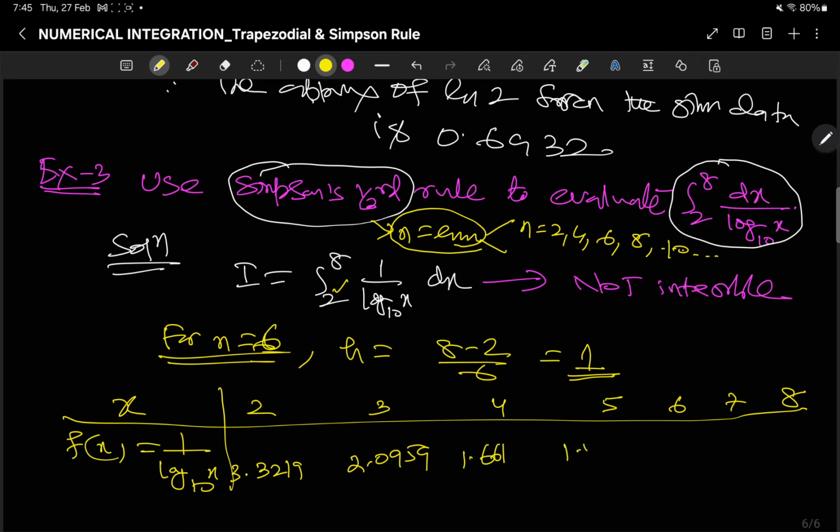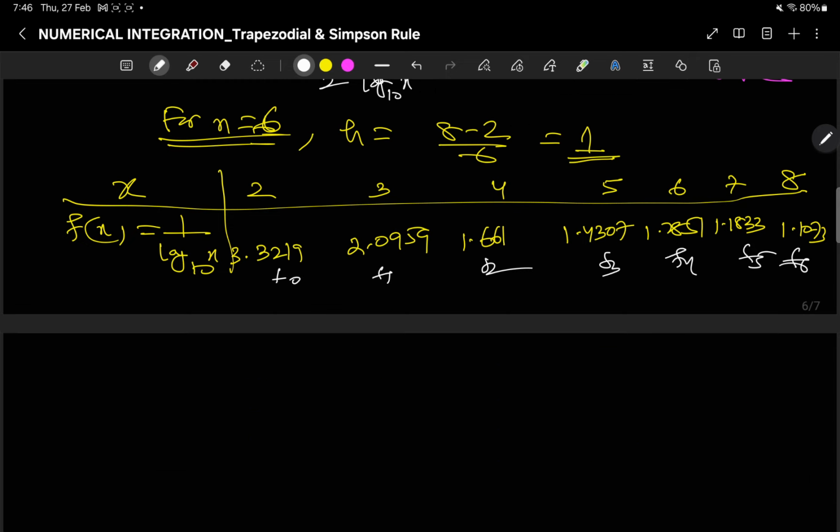It will be 1.4307. It will be 1.2851. It will be 1.1833. It will be 1.1073, okay. And it is here f0, f1, f2, f3, f4, f5, f6. So you apply the formula now.